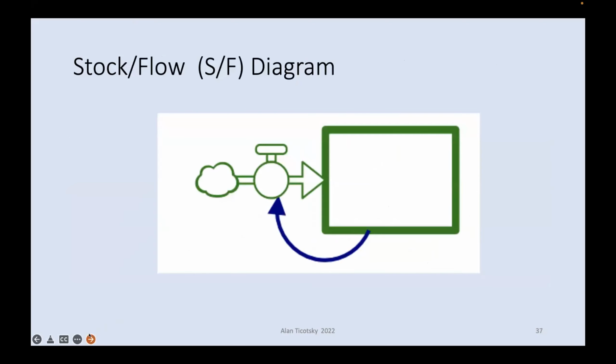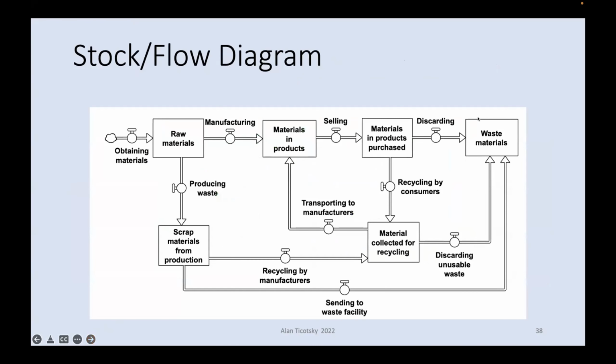Finally, I'll conclude with some stock flow diagrams that we used. Here's a diagram of recycling, or what happens with waste materials. And it's very complicated to just produce these for students when they're beginners, especially.